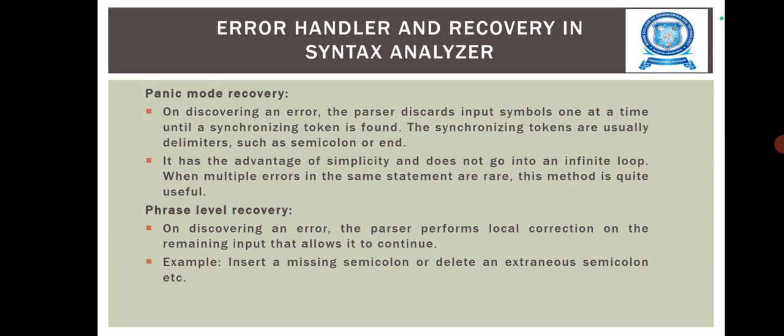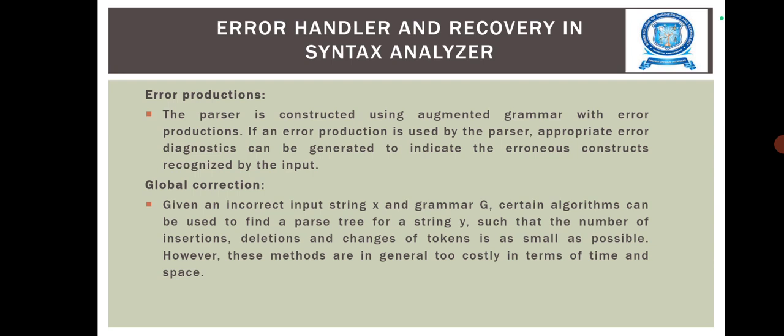Phrase level recovery. On discovering an error, the parser performs local correction on the remaining input that allows it to continue. For example, insert a missing semicolon or delete an extraneous semicolon. Error productions. The parser is constructed using an augmented grammar with error productions. If an error production is used by the parser, appropriate error diagnostics can be generated to indicate the erroneous constructs recognized in the input.